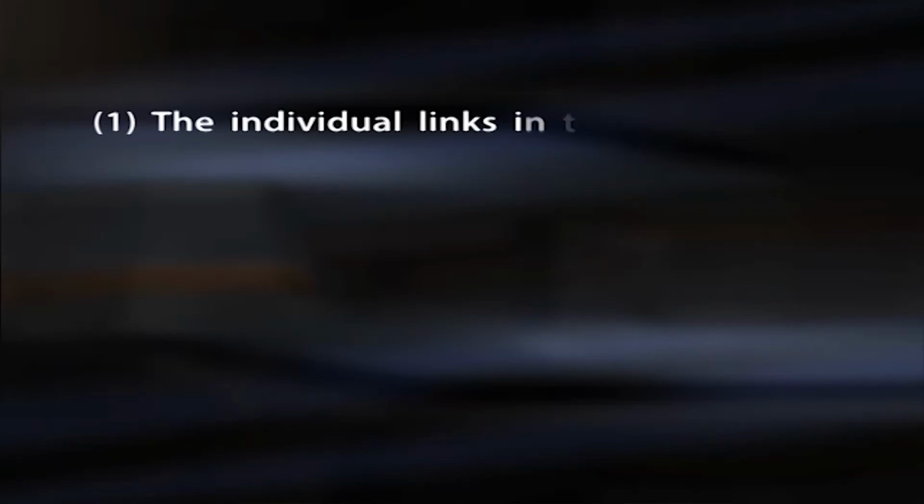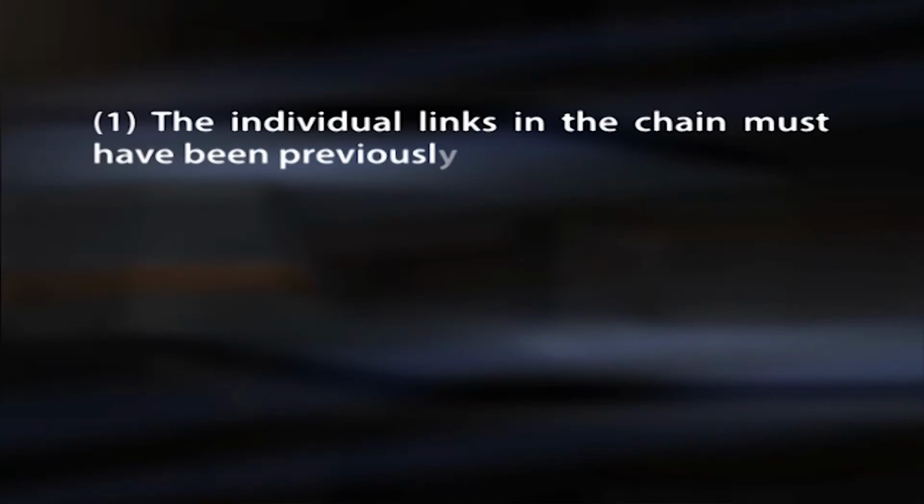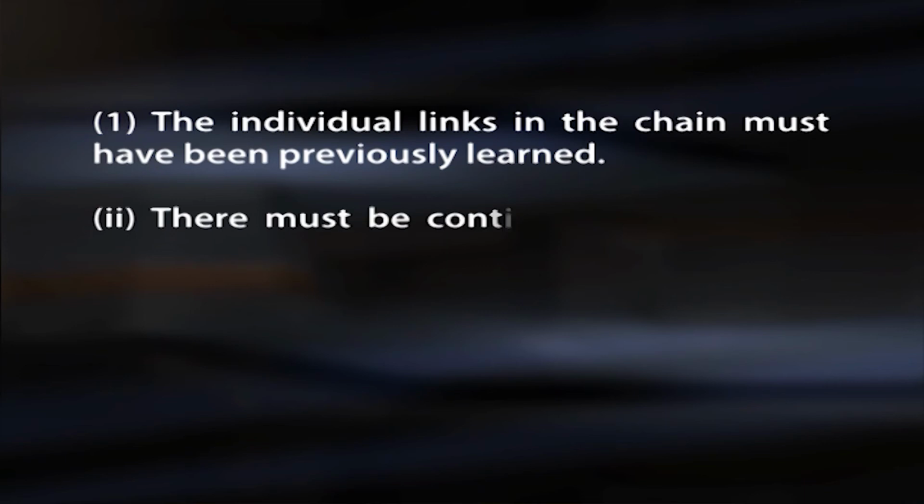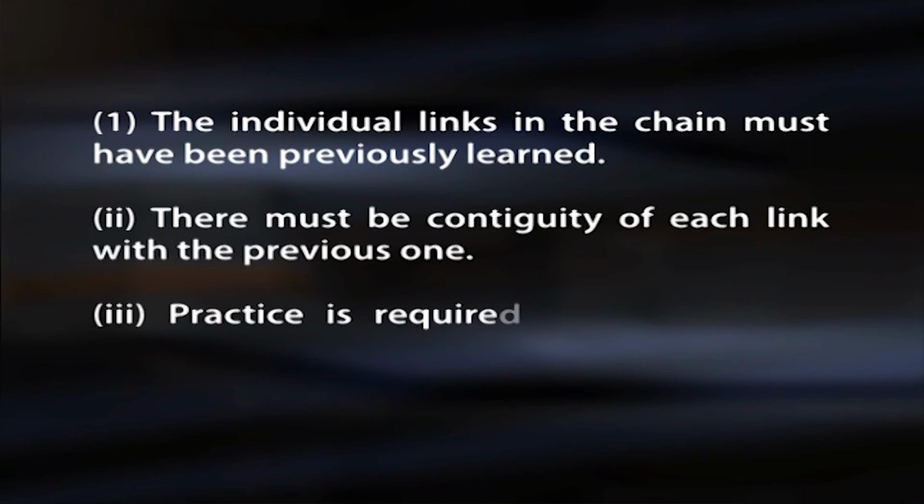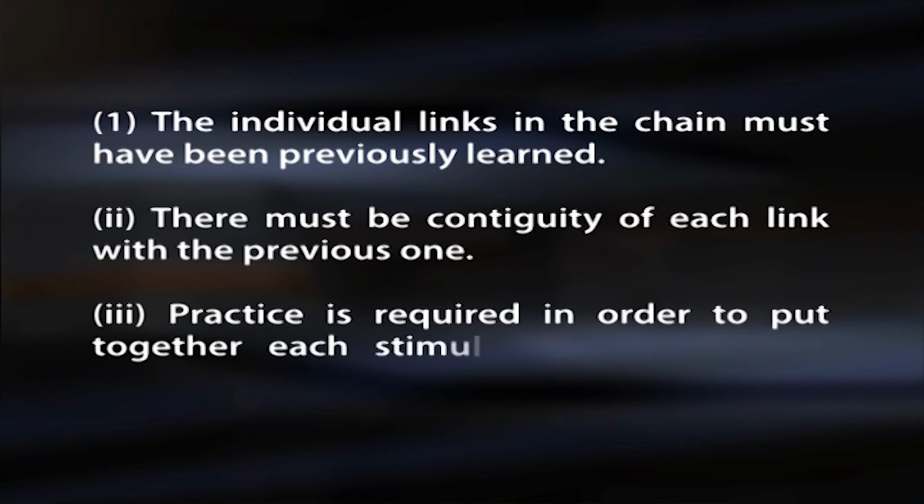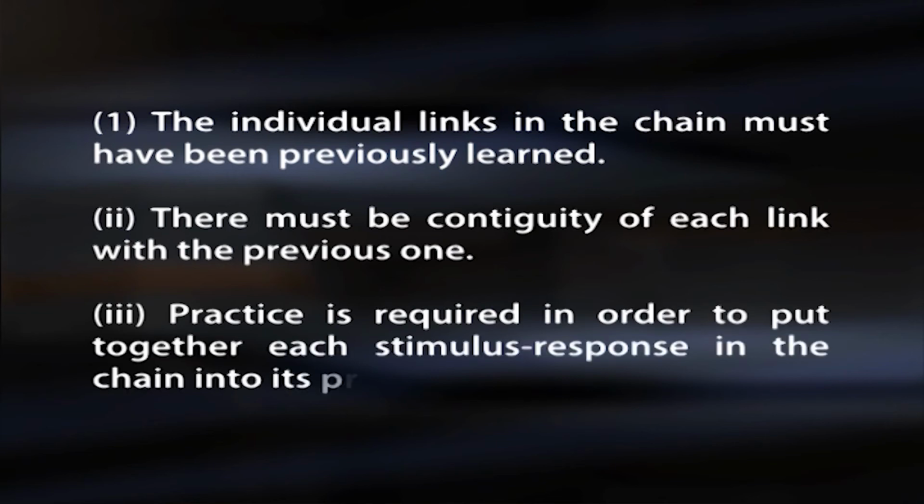The conditions that are necessary for chain learning to occur efficiently include: 1. The individual links in the chain must have been previously learned. 2. There must be contiguity of each link with the previous one. And 3. Practice is required in order to put together each stimulus response in the chain into its proper sequence.